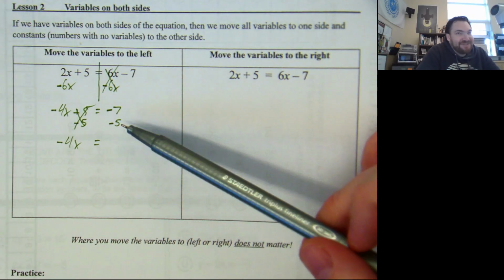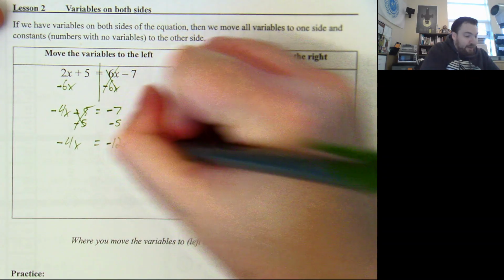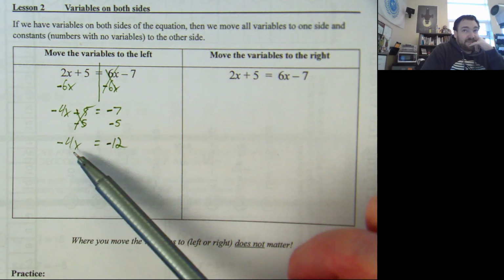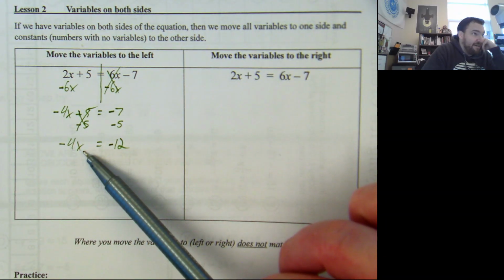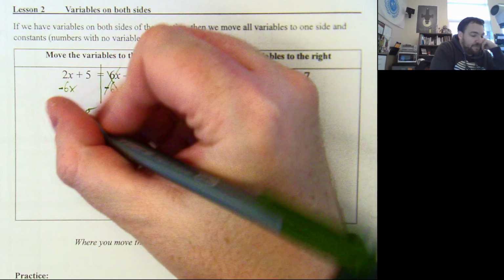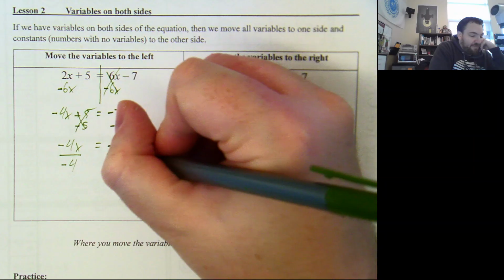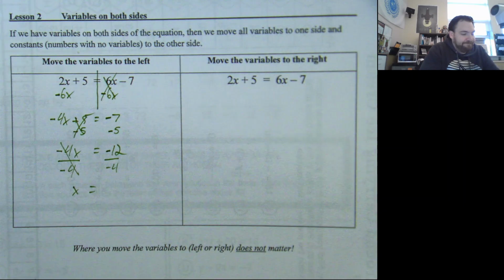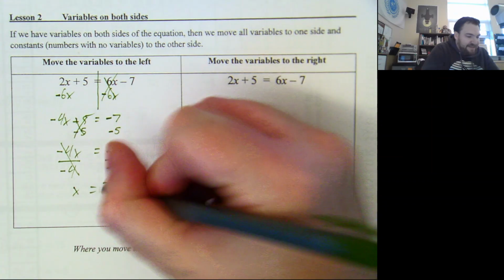Okay, negative 7 minus 5 is? Negative 12. So now we've got negative 4x equals negative 12. We got one more step to do. I want to isolate this thing for x. The negative 4 and the x are attached by multiplication, so we're going to undo that multiplication by dividing. If I'm multiplying by negative 4, we're going to divide by negative 4 on both sides, and we're going to get x equals what? Negative 12 divided by negative 4 is? Fantastic.